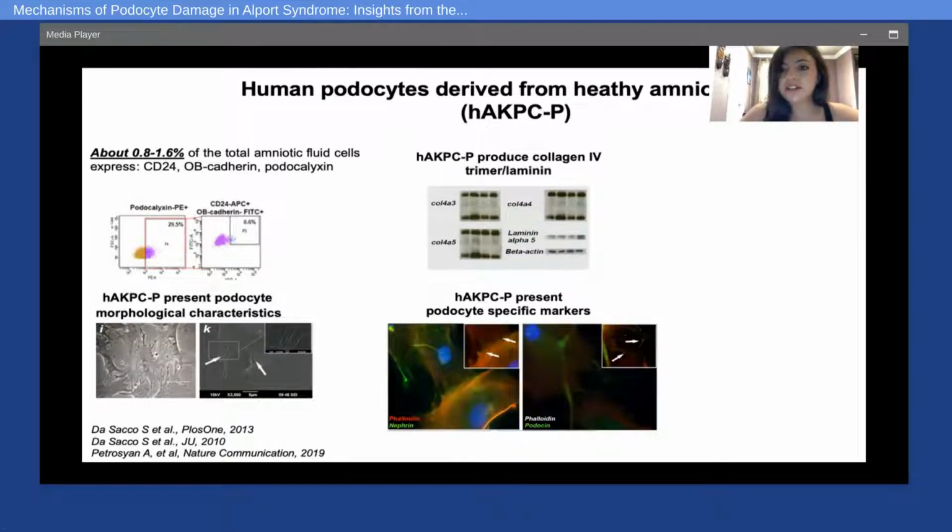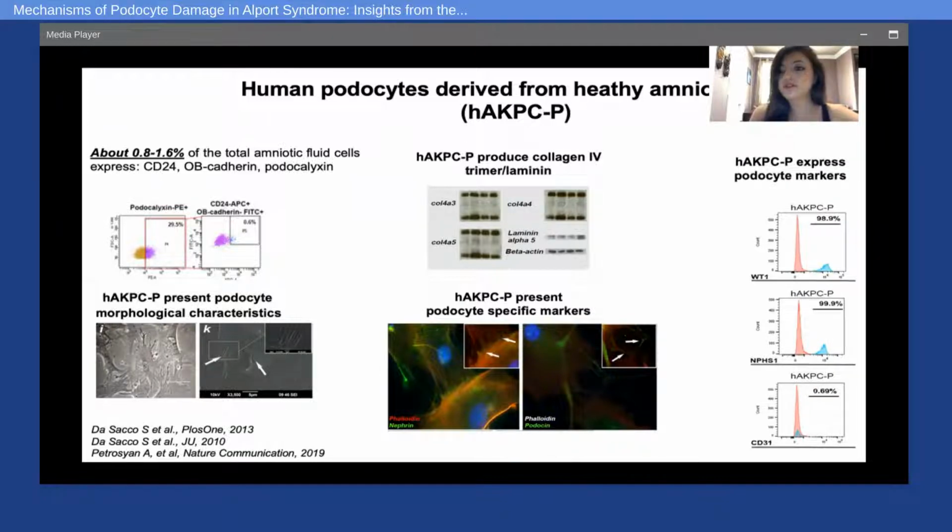We've also extracted protein from these cells cultured in vitro, and we do see that they do indeed deposit GBM components such as collagen 4 alpha 3, 4, and 5, along with laminin alpha 5 that are specifically deposited by podocytes. We also see the expression of podocyte-specific markers by immunofluorescence, and we see the expression of nephrin and podocin. We've also done flow analysis on these cells to make sure that they are indeed podocytes using podocyte-specific markers, such as WT1 and nephrin, and we do indeed see that they are positive for both, but they lack expression of endothelial marker CD31.